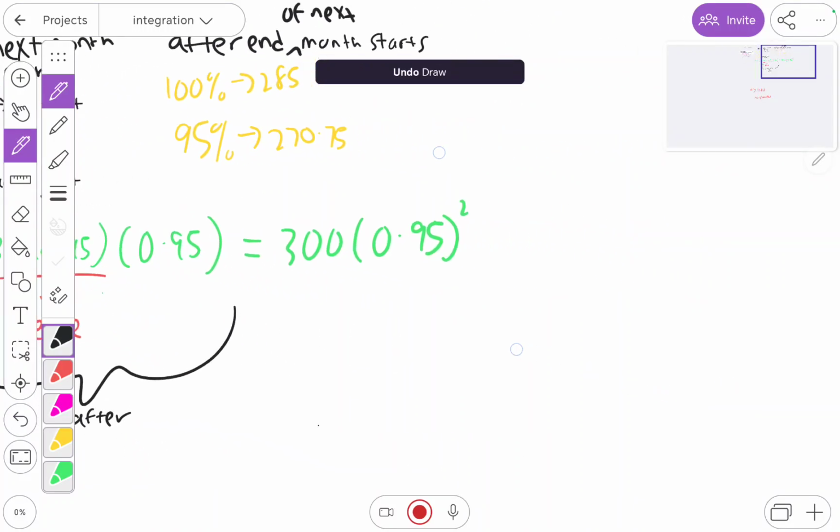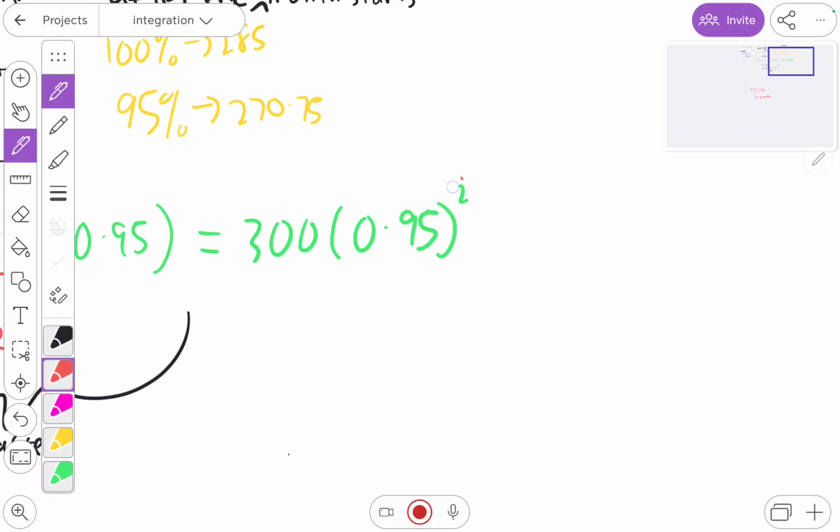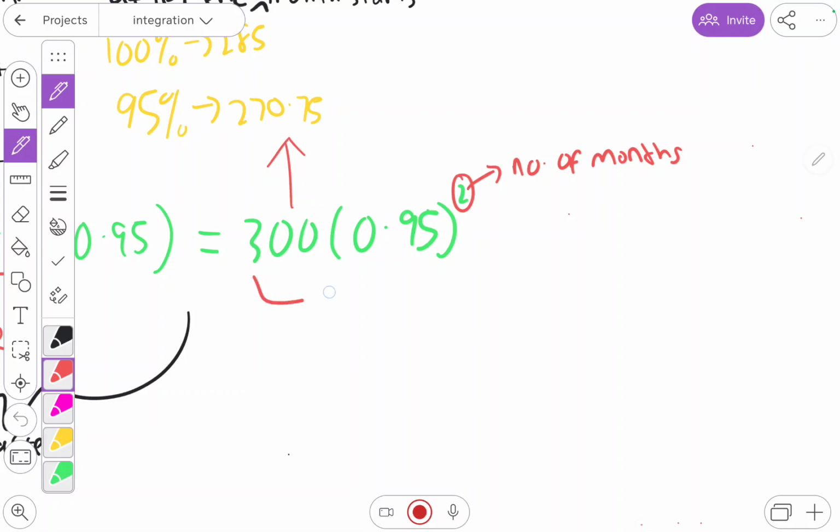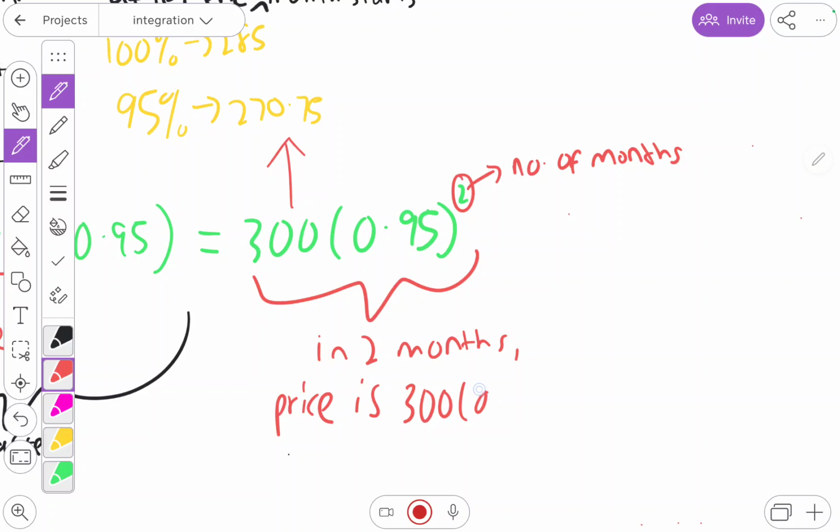Okay, so do you see the square here? Do you see something? What does this mean? Think about it. This means the number of months, okay? You see, if I take 300 times 0.95 squared, I still get 270.75. Okay? So what does this mean? This expression just means that in 2 months, the price is 300 bracket 0.95 squared. Do you see that?